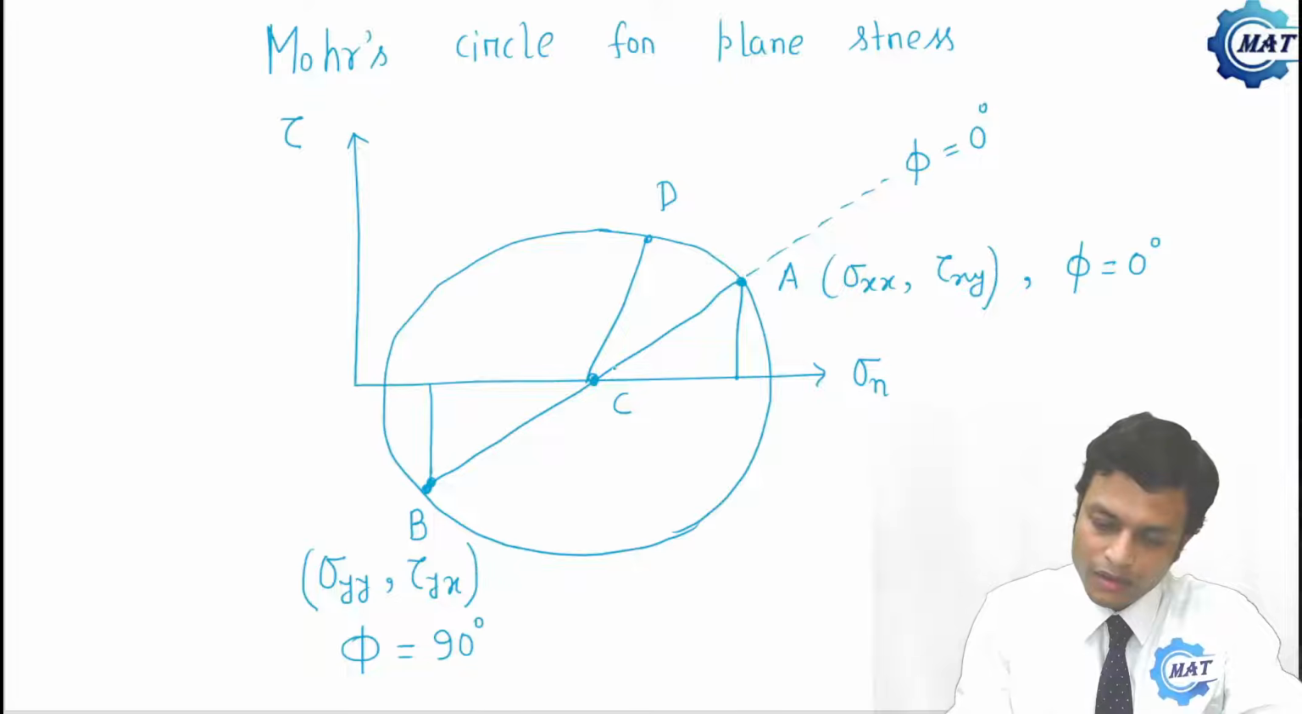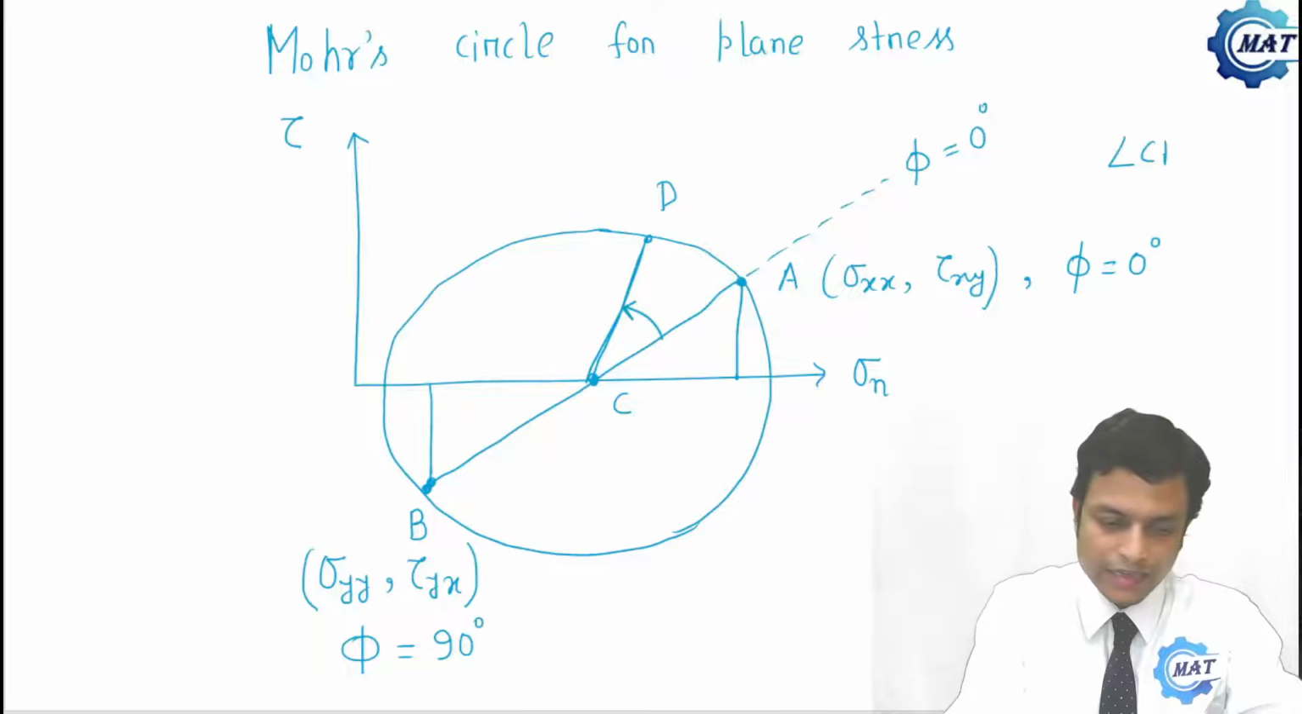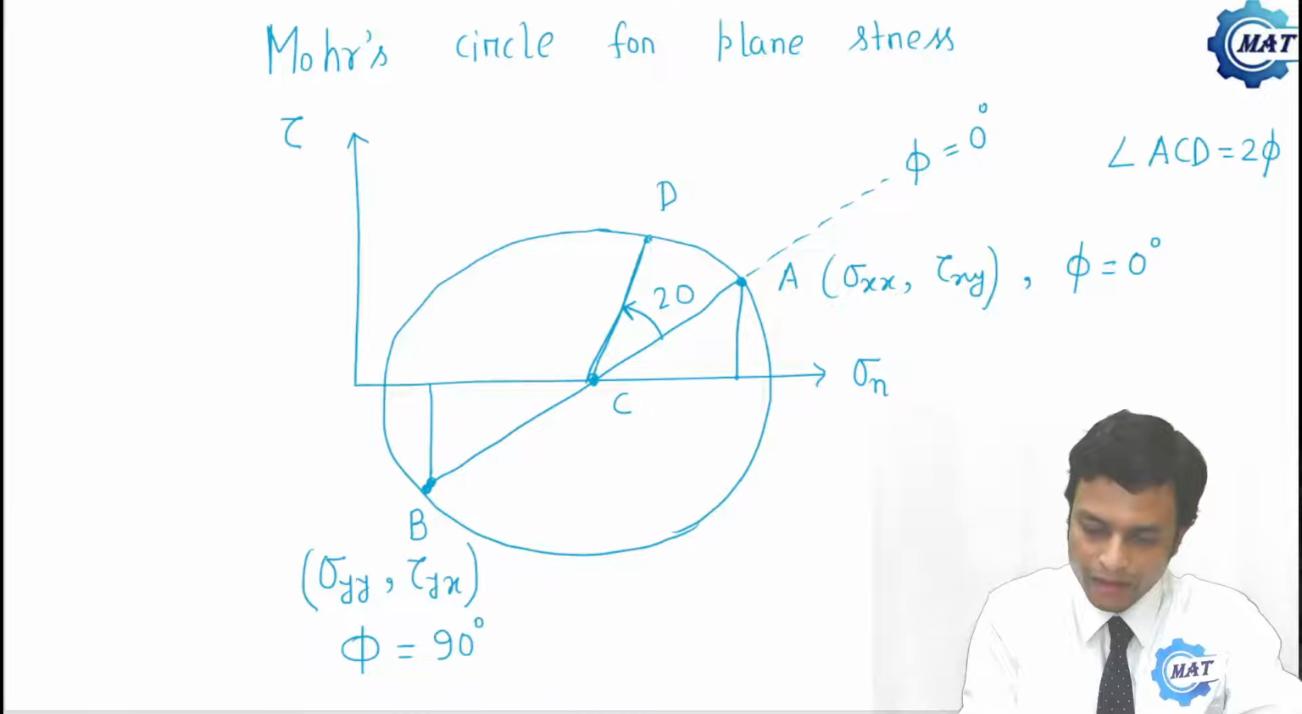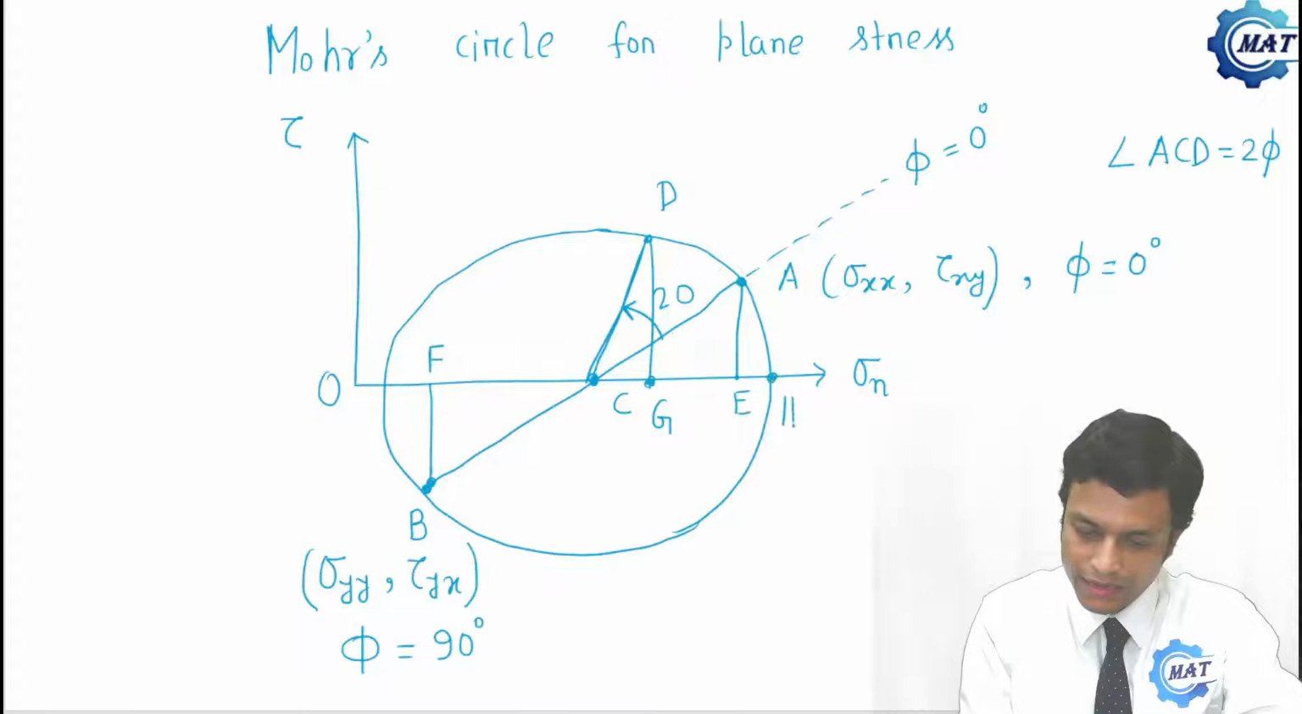So from C A, and if this is point D, the angle ACD is 2 phi. That is 2 phi. Then the coordinate of D, say this is O, A, B, C, D, E, this is F, this point is G, this is H, and this is I.